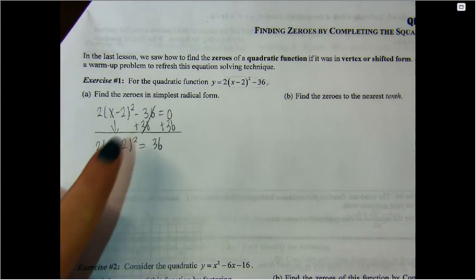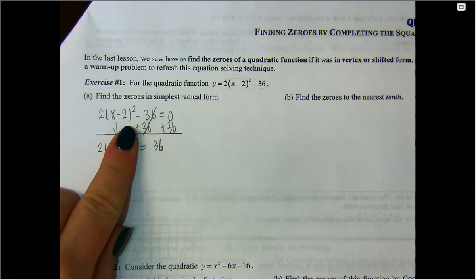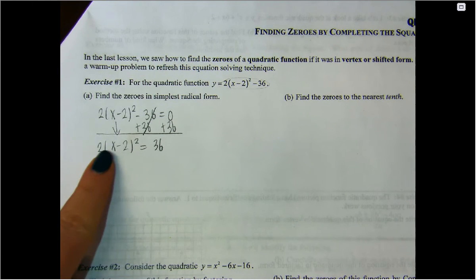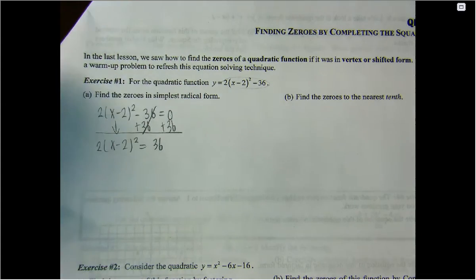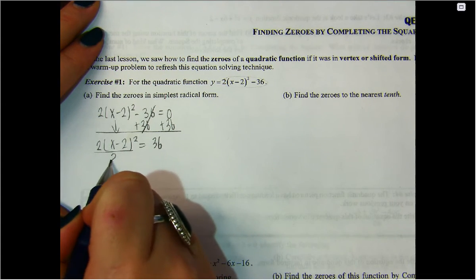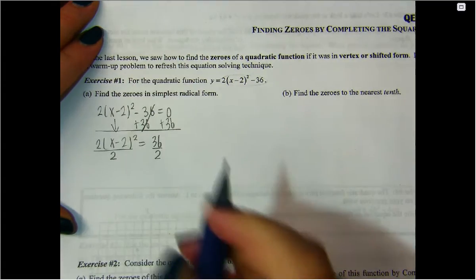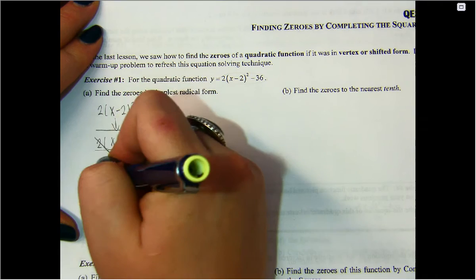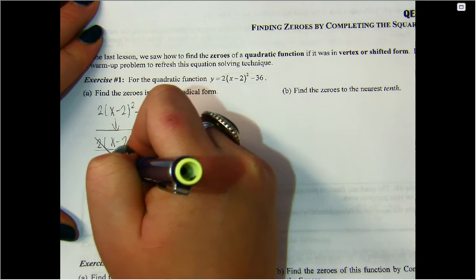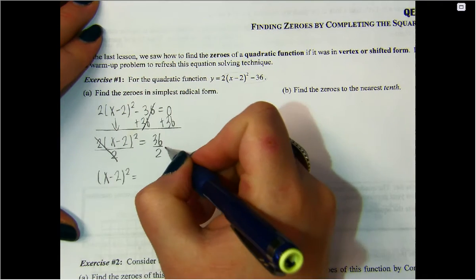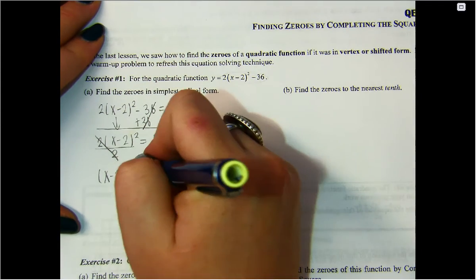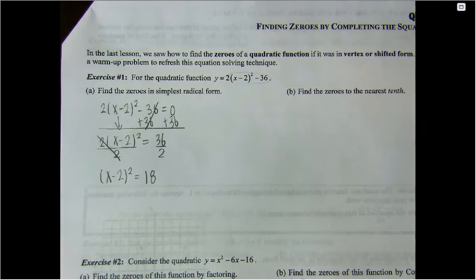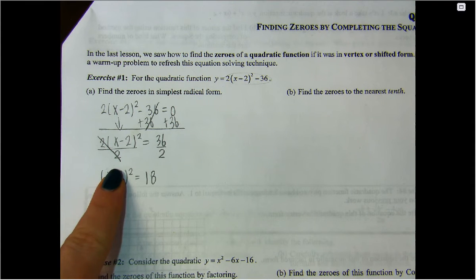Okay, so what I want you to do is cover your x, right? And you have that 2 being multiplied by whatever is involved with this x. So to undo this multiplication, I'm going to divide by 2. Here, the 2 divided by 2 turns into a 1, and this x minus 2 all squared comes out, and I get 36 divided by 2, which is 18. Still trying to get x by itself. This is a lot of multi-level stuff here.